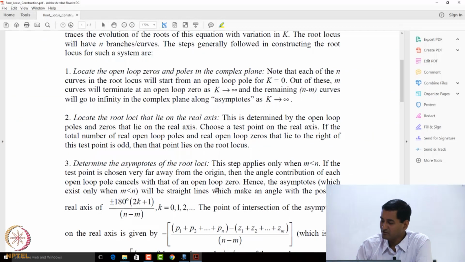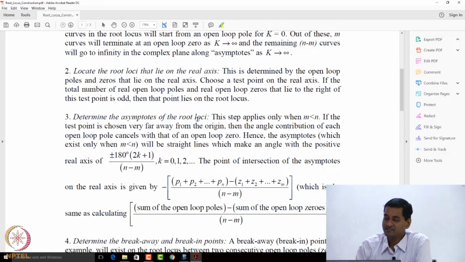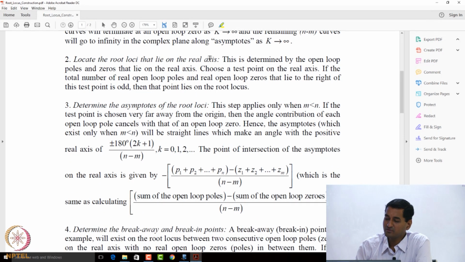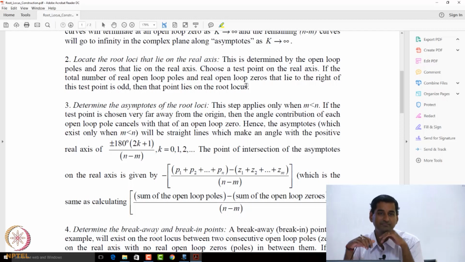So, root locus is all about following these steps, logically, that is all there is to it, right. The second step is to locate the root loci that lie on the real axis, okay. This is determined by the open loop poles and open loop zeros that lie on the real axis alone, okay, we will see why. Choose a test point on the real axis. If the total number of real open loop poles and real open loop zeros that lie to the right of this test point is odd, then that point lies on the root locus, okay, that is the condition.